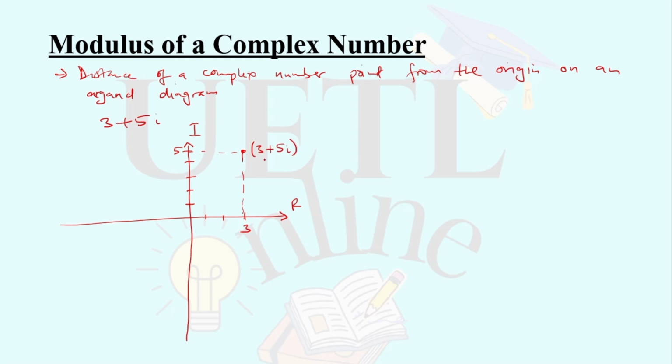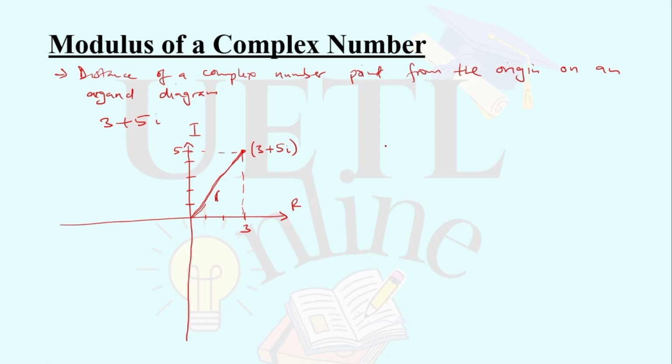Now what we're going to do is take this distance from the center with a straight line here. This distance from the origin to this point is what we call the modulus. We can represent it as r. So this is the modulus. How do we find this?